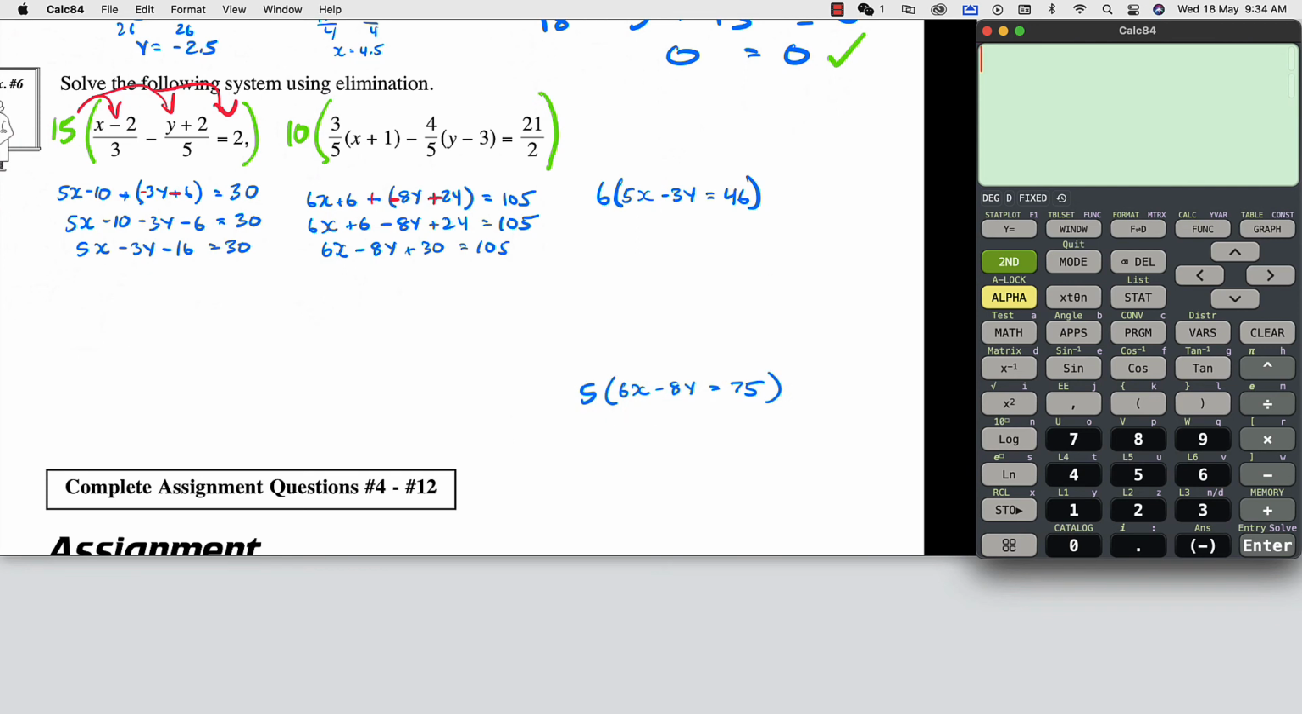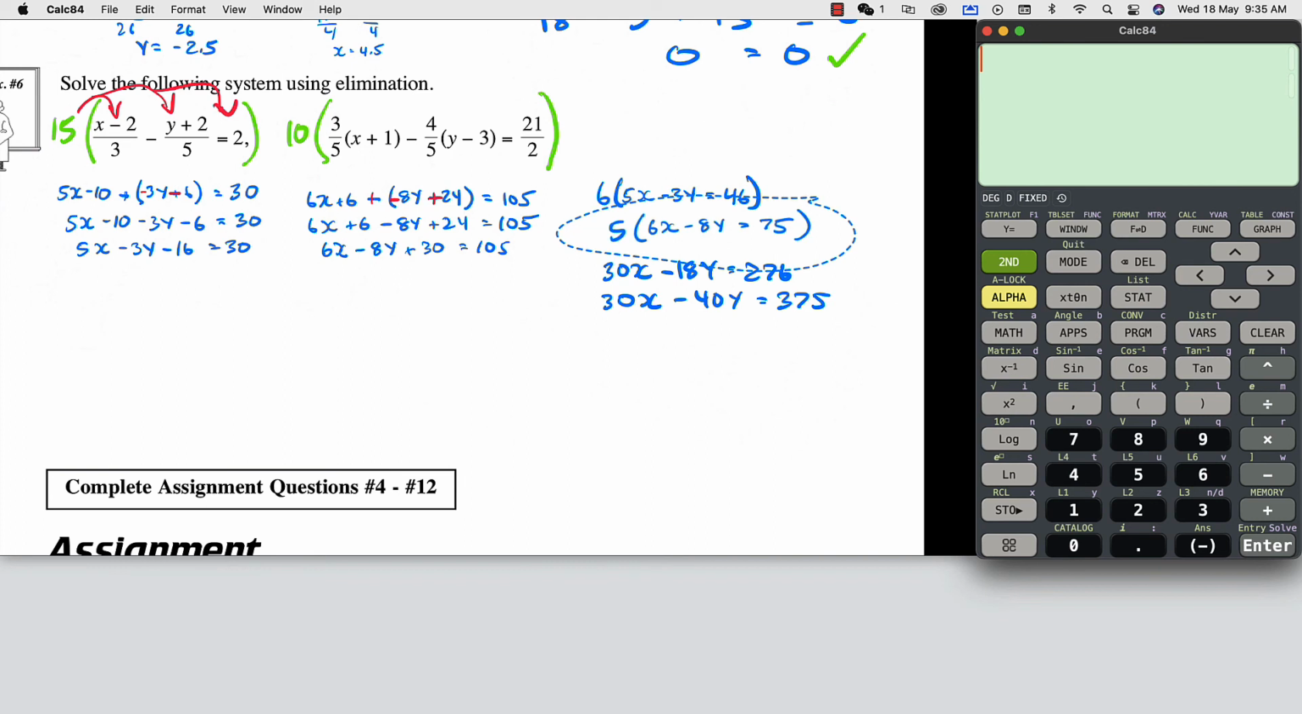Okay, so we'll start with the first one, which we have 6 times 5 is 30x. 6 times, oh, that's not 34, that's a negative 3y. 6 times negative 3 is negative 18y, and 6 times 46 is going to be 276. And the second one, we're going to end up with 30x minus 40y, and 75 times 5 is going to be 375. Now that we have similar coefficients, we can take these two right here and stack them. Let's move this one up there.